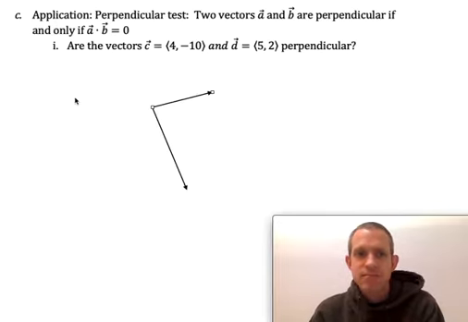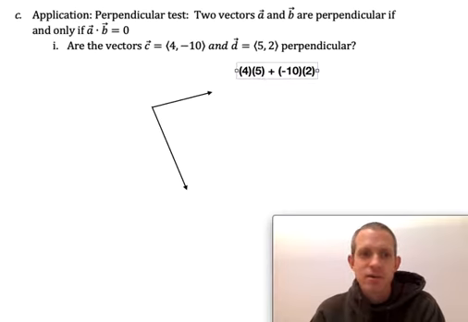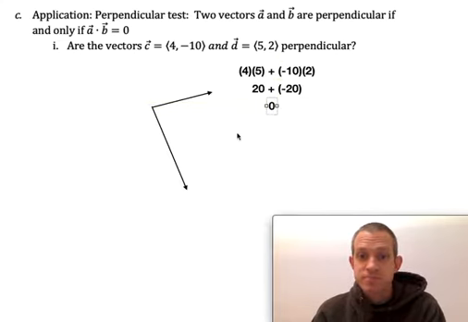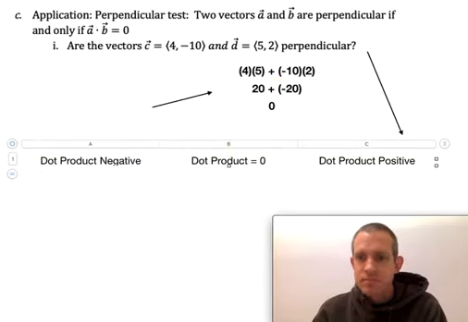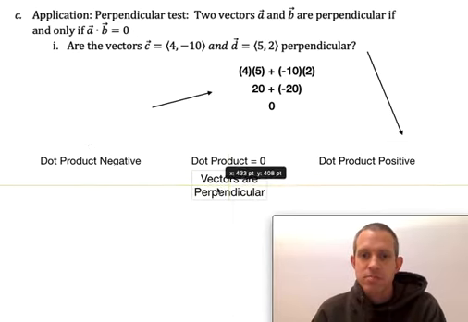In order to test that, let's find the dot product. So we would multiply 4 times 5 together, and we'd multiply -10 and 2. When we multiply those, we get 20 plus -20. And that, of course, does add up to 0. And in general, if two vectors have a dot product of exactly 0, then that means they are exactly perpendicular to each other. So again, the dot product is exactly 0. That means the vectors are perpendicular to each other.